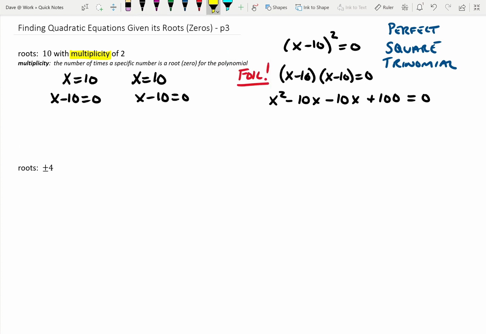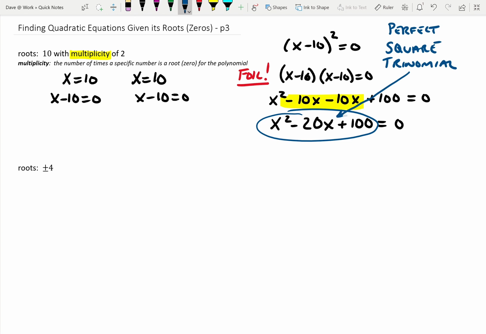Remember, the two linear terms are going to be the same. So I could take either one of those linear terms and double it and come up with x squared minus 20x plus 100 equals 0. And what you have here is a perfect square trinomial because its factor is a quantity squared.